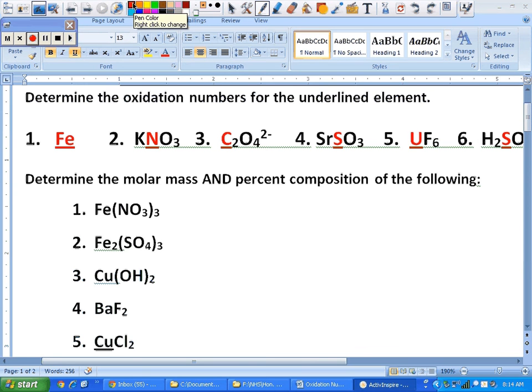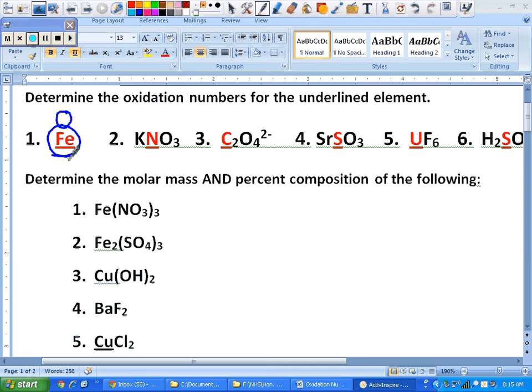Is this an element by itself? Yeah, so its oxidation number is 0. And let's talk about why. Oxidation numbers are telling you exactly how many electrons are being shared. Is this going to share with anything? No, iron is not going to share with anything, therefore its oxidation number is 0. So anytime you see something like that, when it's by itself, it's always going to be 0.